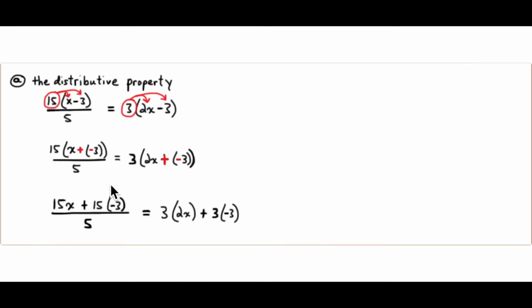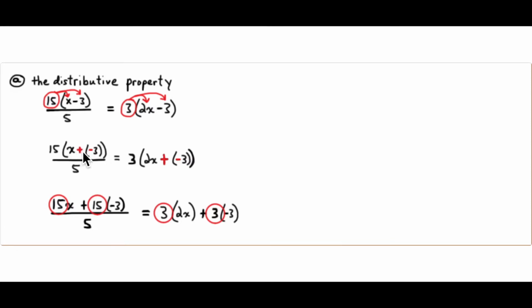Now, if I have 15 groups of x plus negative 3's, then I have 15 x's and I have 15 negative 3's. And if I have 3 groups of 2x plus negative 3's, then I have 3 2x's, which equals 6x, and I have 3 negative 3's. So here's the 15 that was distributed. So that means it's going to become a factor in each term.